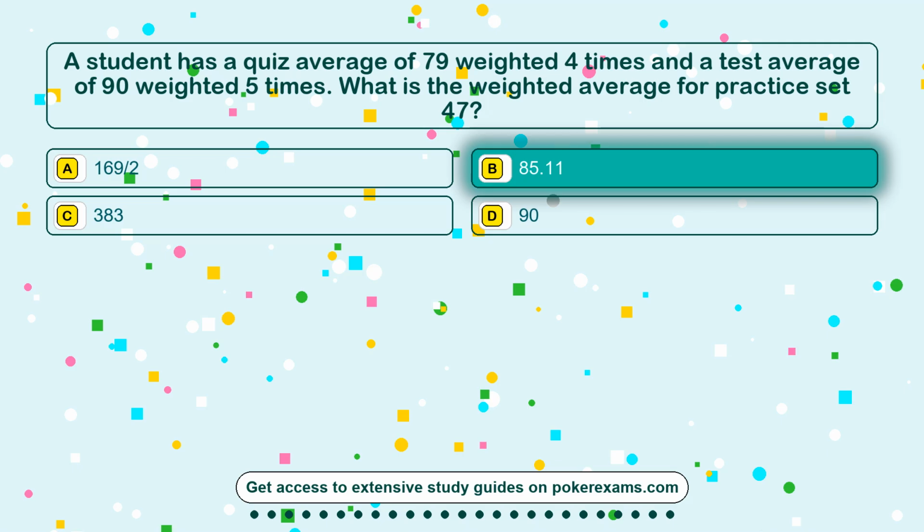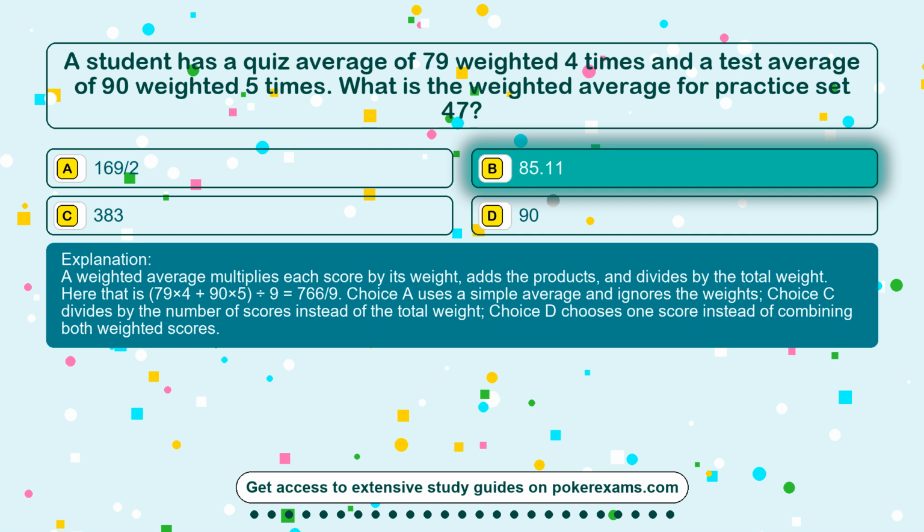The correct answer is option B, 85.11. A weighted average multiplies each score by its weight, adds the products, and divides by the total weight. Here that is 79 times 4 plus 90 times 5, divided by 9, equals 766/9. Choice A uses a simple average and ignores the weights, choice C divides by the number of scores instead of the total weight, choice D chooses one score instead of combining both weighted scores.